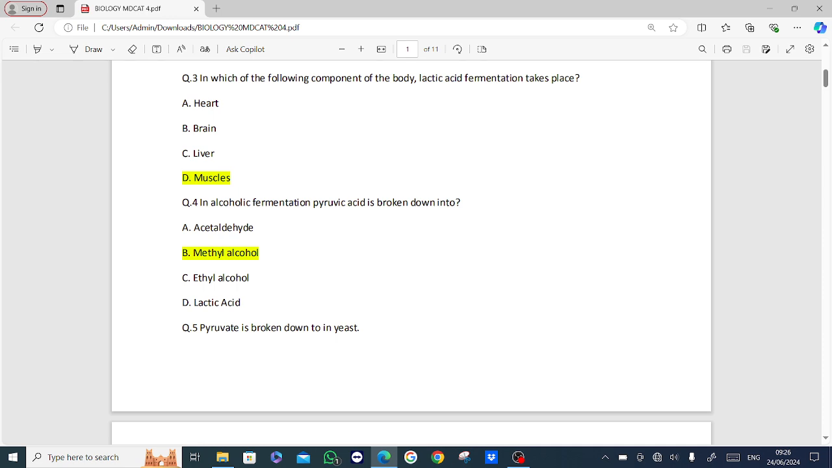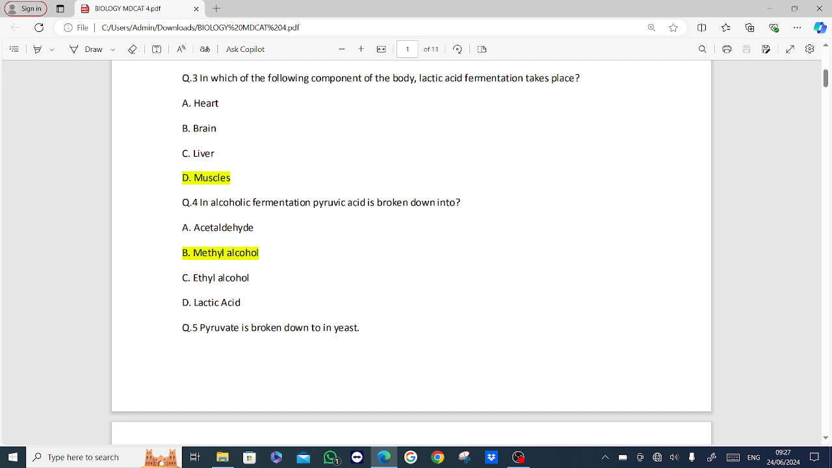Next MCQ is: in which of the following components of the body does lactic acid fermentation take place? Options are heart, brain, liver, muscles. Answer is option D, muscles.